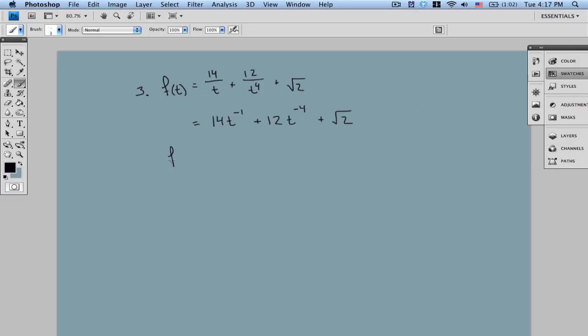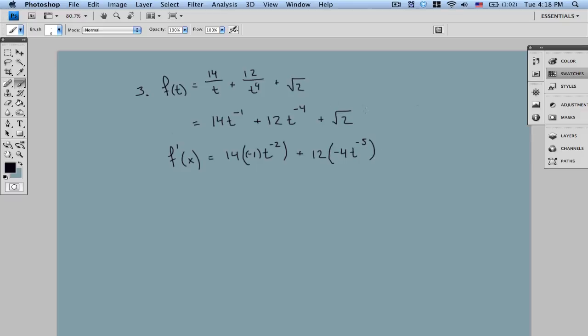All right, now let's take the derivative. Same thing as before, we're just applying the power rule. The 14 in this first term is constant, so that'll stay. And then we'll take the derivative of t to the negative 1. So the negative 1 comes out front. And then we've got t to the negative 1 minus 1, which is negative 2. The second term, we've got 12, we'll just leave that out front, then take the derivative, which is going to be minus 4 times t to the negative 5.